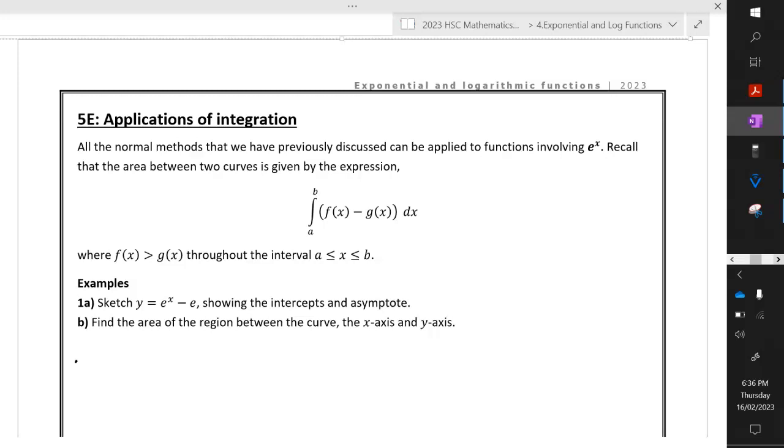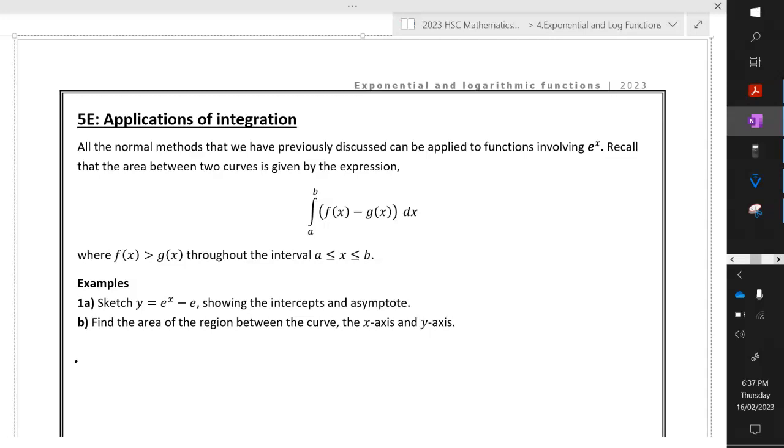Okay, applications of integration. Now, all the normal methods that we have previously discussed can be applied to functions involving e to the x. So the rules that we've used before are going to work now. And that rule we're going to look at now is the area between two curves.